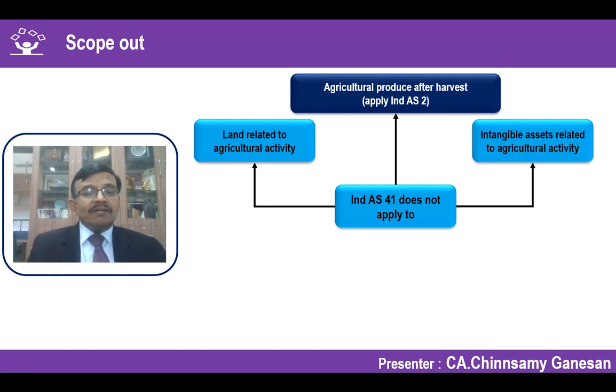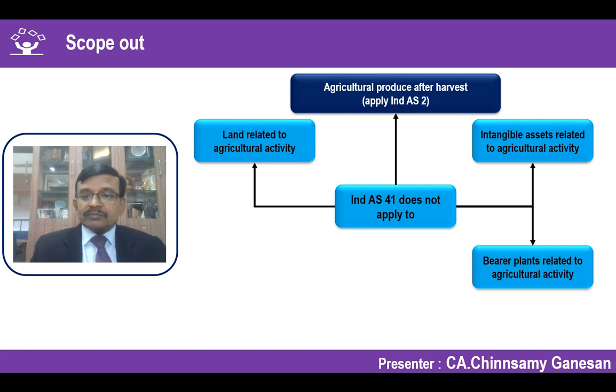Intangible assets which are related to agricultural activity. For example, I have entered into a lease for carrying out agricultural operations on a leased land. Whether the leasehold right is per se a biological asset or covered by Ind AS 41? No, it is not covered. It again goes to the intangible asset standard because it doesn't have a physical substance.